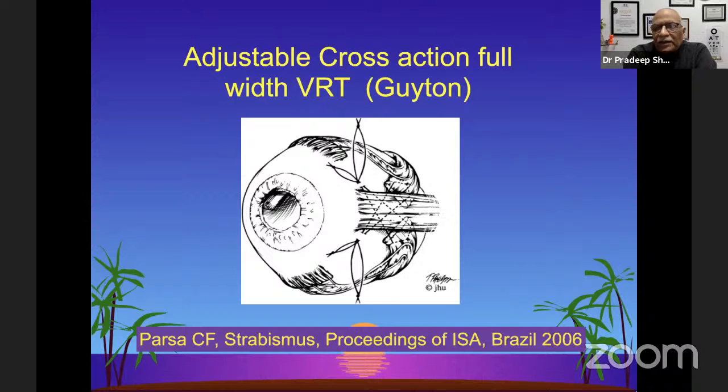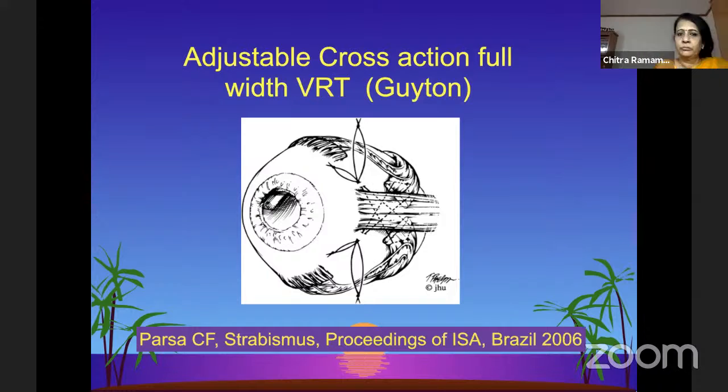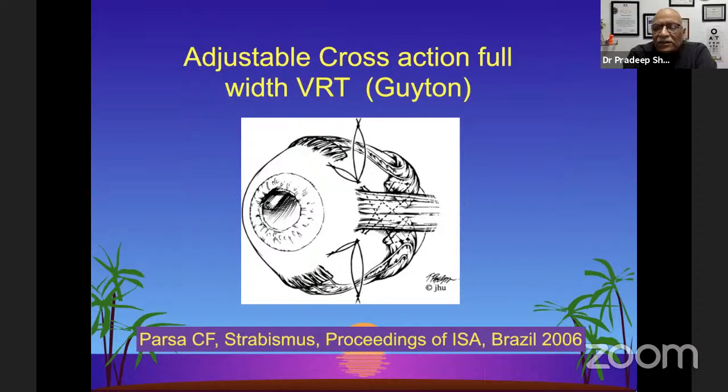That means the superior rectus is put in the inferior part of the lateral rectus insertion, and the inferior rectus insertion is placed at the superior part of the lateral rectus. Now this gives you a much needed augmentation effect, and you can also adjust these muscles. So this was adjustment along with cross action with full width VRT. And this has been described by David Guyton's group, and we have seen that it is quite effective.